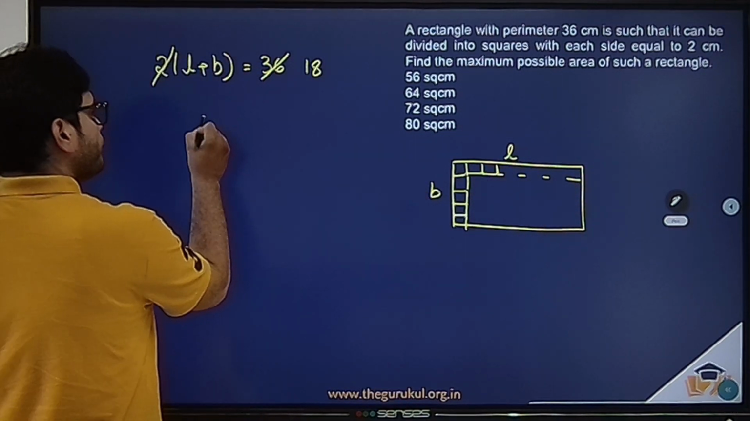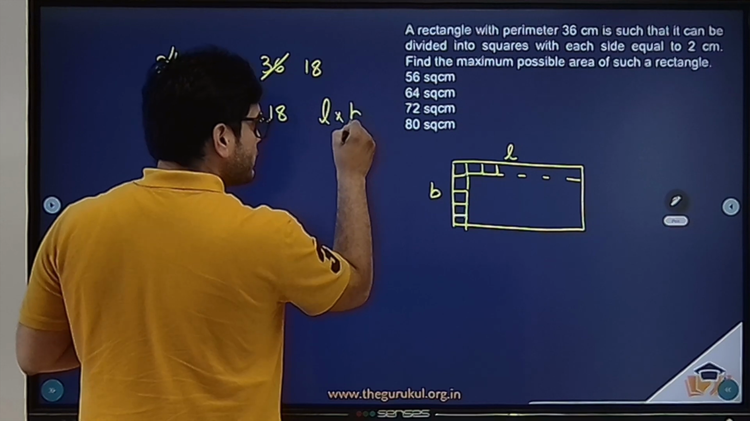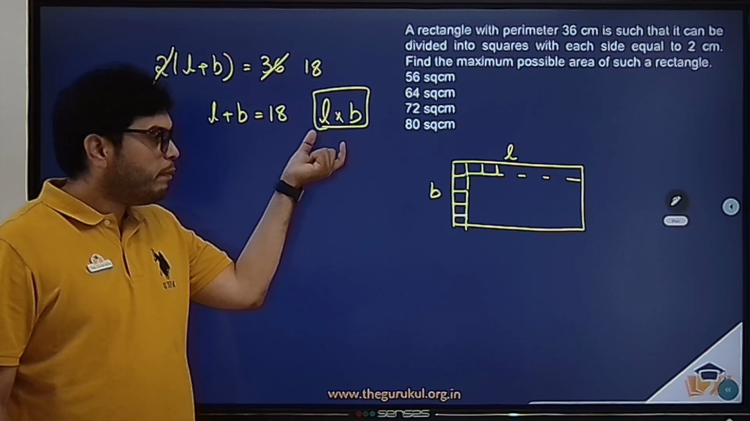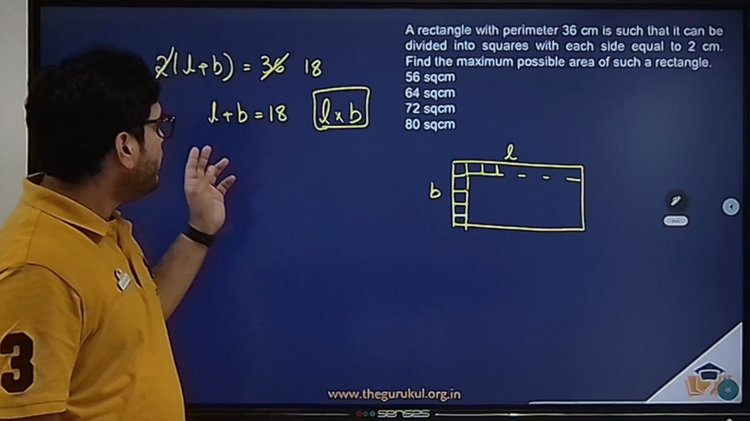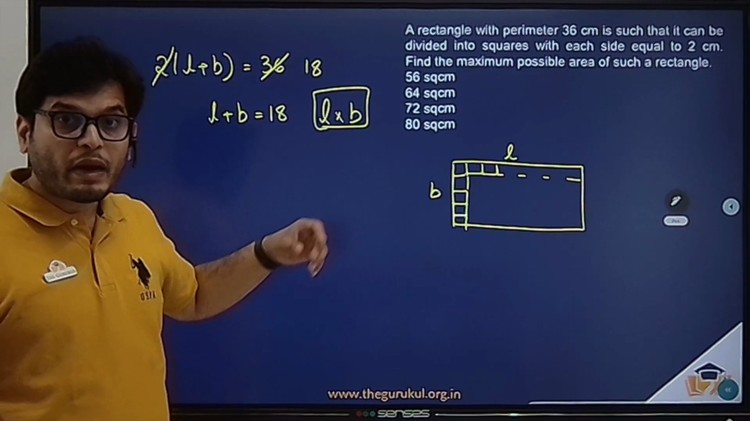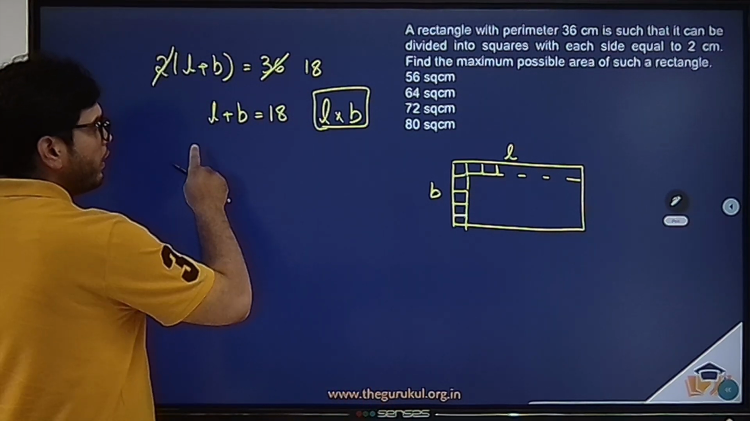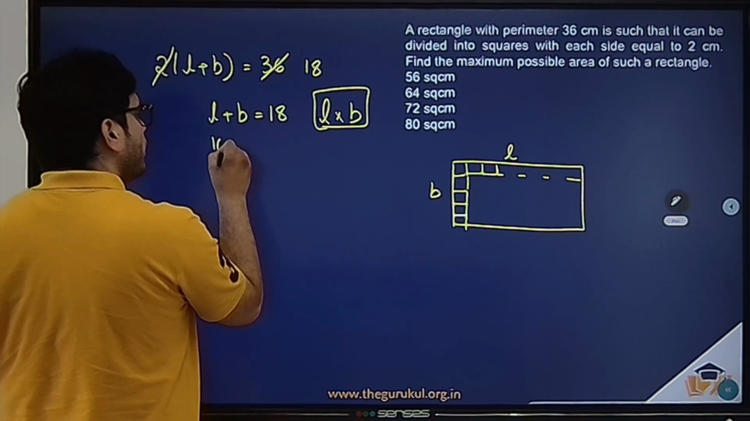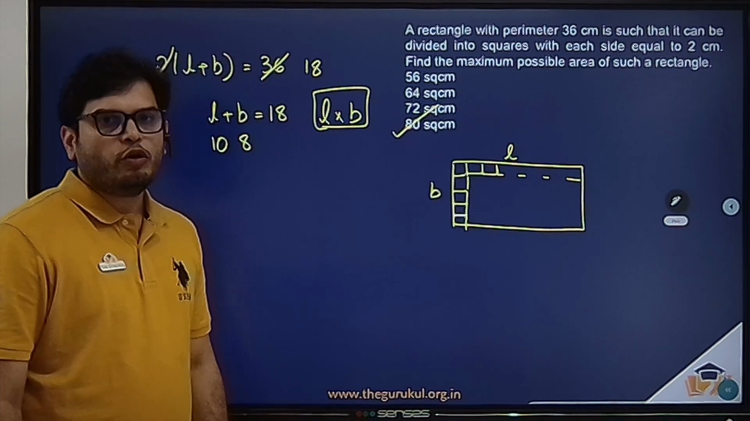So given that L plus B is equal to 18, we are asked to find the maximum value of L and B. Right. If the sum of two numbers is constant, the product will be maximum when they are almost equal or when they are very close to each other. Right. So ideally, I can write L and B as 9 and 9. So it has to be 81. But we have a condition here. L and B, they have to be even. Right. Now, how can I write L plus B is equal to 18? L and B being even numbers such that they are very close to each other. 10 and 8. Right. So 10 into 8, 80 square centimeters should be the answer.